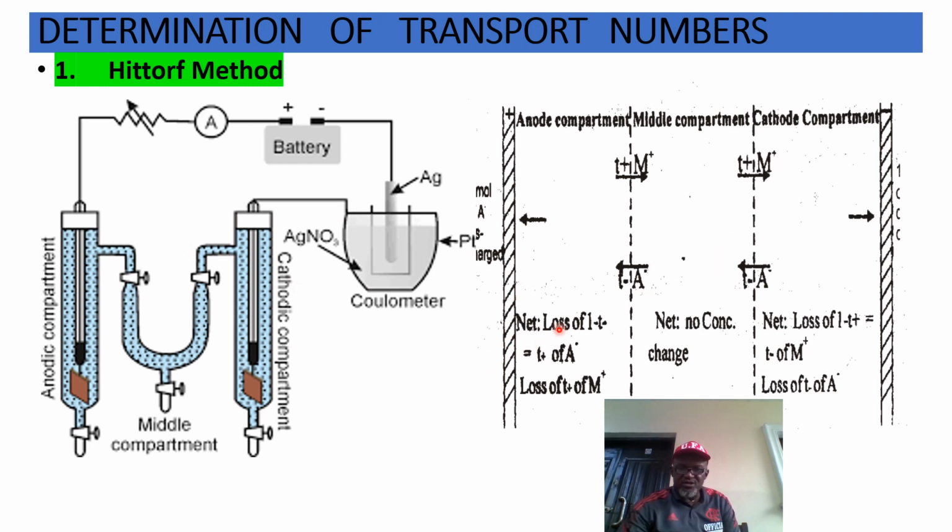At the electrode there will be a net loss of 1 minus T minus, which is equal to T plus, of A minus, and likewise a loss of T minus at the other. In the middle there will be no concentration change, because what is moving this way is the same as what is moving in the opposite direction. So at any point in the middle here, there is no concentration change.